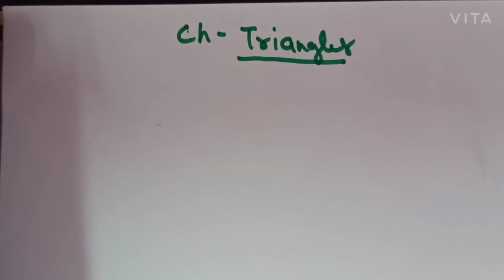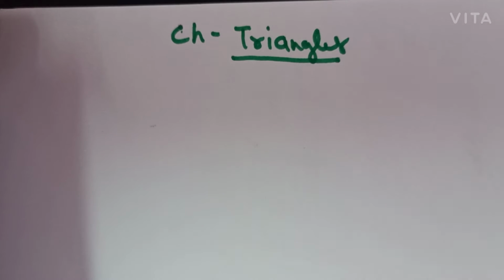Students, today we will be starting with the chapter Triangles. First of all, what is a triangle? A triangle is an enclosed figure bounded by three sides, and it has three angles and three vertices. So in this chapter we will first be discussing the congruence of triangles.